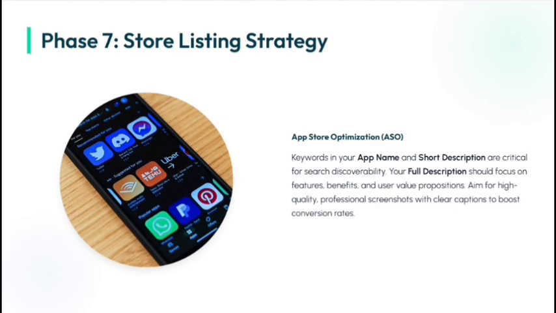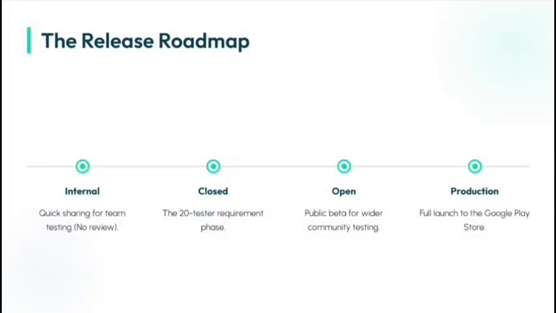Okay, the next one is the release roadmap. Note it down clearly. The internal track is the quick sharing for team testing. There will be no review. The closed one has the 20 tester requirement phase, which you said earlier, with 14 consecutive days of testing. The open phase, the open roadmap, is the public beta for wider community testing. Next one, the production. It is the final one, the full launch to the Google Play Store.